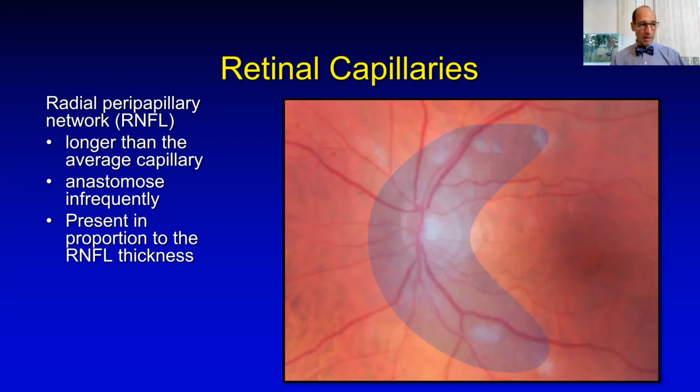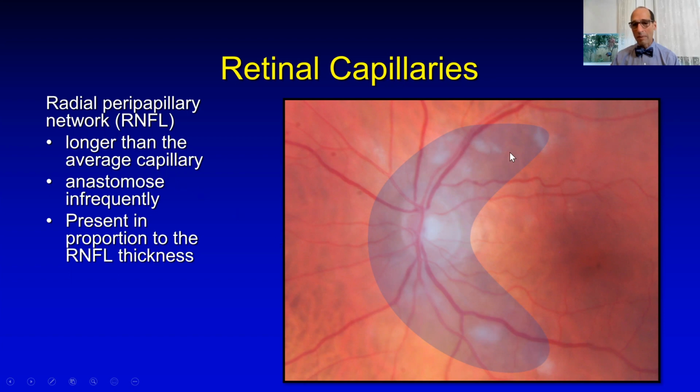Onto the retinal capillaries. There's the radial peripapillary network, which I think is one of the more interesting capillary networks, mostly because it gives you an idea where we see cotton wool spots. When you see someone with cotton wool spots, they're always kind of at the edge of this capillary network, or almost always. Sometimes you get a stray one. And that's because this capillary network is your least robust capillary network in your eye.